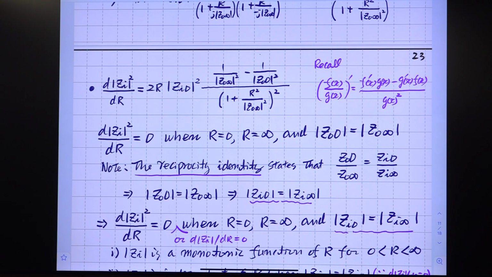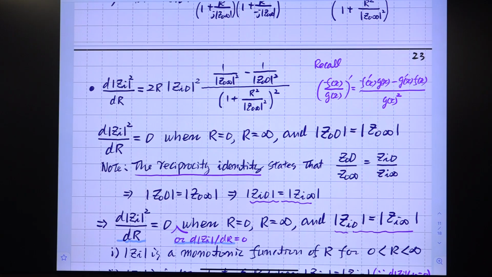So this condition is essentially the same condition as this one. Just this one is 0. Okay? If this derivative of Gi squared is 0, then just the derivative of Gi is also 0.